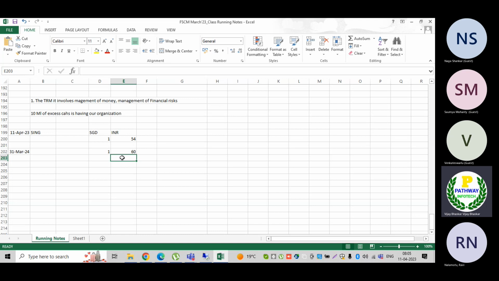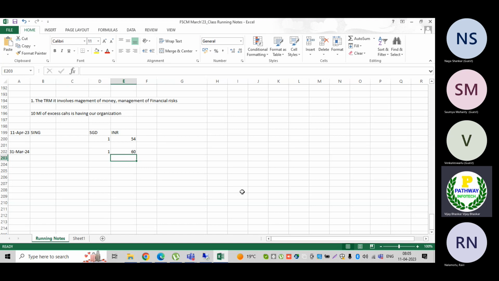So in such a situation, how can they minimize their risk? They will go for forex. They will enter into forex agreements, I mean forex contracts, and then they will mitigate their risk. So there are different ways to mitigate their risk.